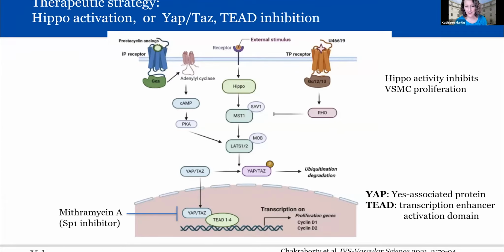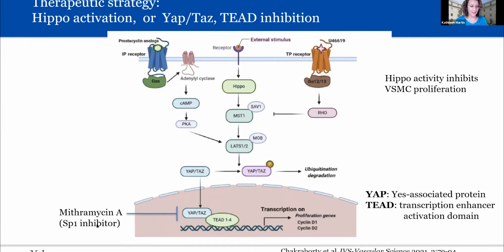Here's another schematic of the Hippo-YAP pathway from our review article. As I mentioned, the upstream most inputs aren't directly known, but we do know that G protein coupled receptors can influence the activity of this pathway in different ways, including the prostacyclin and thromboxane receptors, which are known to regulate smooth muscle contractility and phenotype. The prostacyclin receptor inhibits YAP signaling, whereas the thromboxane receptor promotes it. So agonists or antagonists of these receptors are a promising way by which we can modulate Hippo-YAP activity.